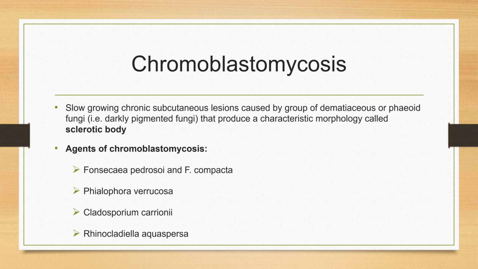Now the chromoblastomycosis, a slow-growing chronic subcutaneous lesion caused by a group of dematiaceous or phaeoid fungi, that means darkly pigmented or black fungi, that produce a characteristic morphology called the sclerotic body. So the agents of chromoblastomycosis are Fonsecaea pedrosoi, Fonsecaea compacta, Phialophora verrucosa, Cladosporium carrionii, and Rhinocladiella aquaspersa.